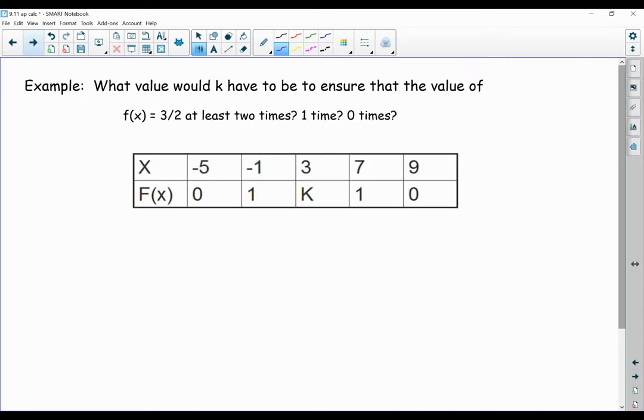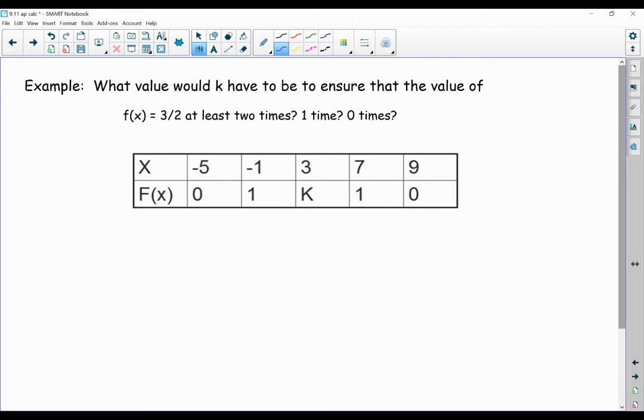Okay, so look at this one. I want you to attempt it on your own. Pause me, and then we'll go over it. What value would k have to be to ensure that the value f of x equals 3/2 happens at least 2 times? There's some bad grammar in here. 2 times, 1 time, and 0 times. So think about it, pause me, unpause me.